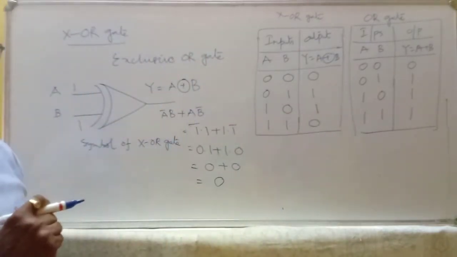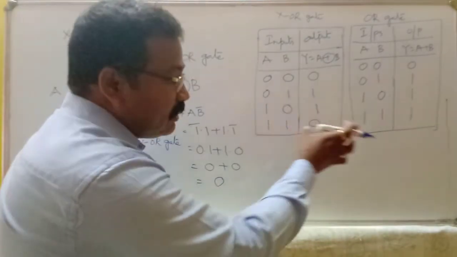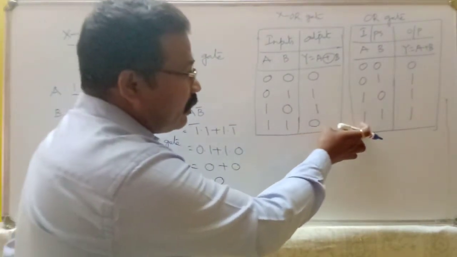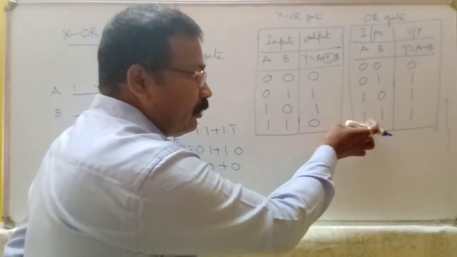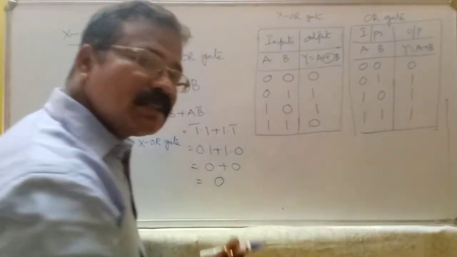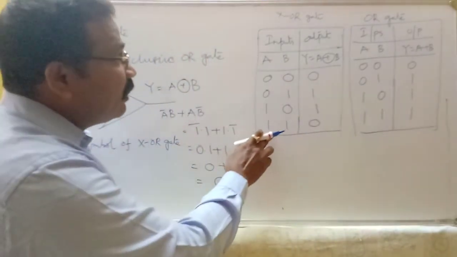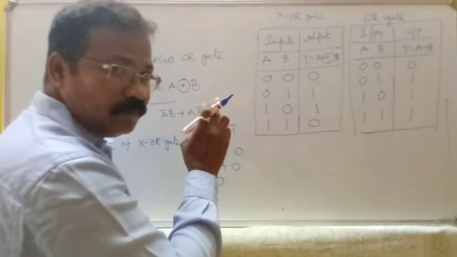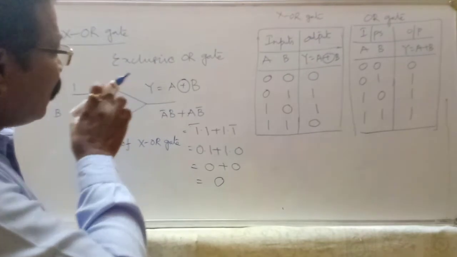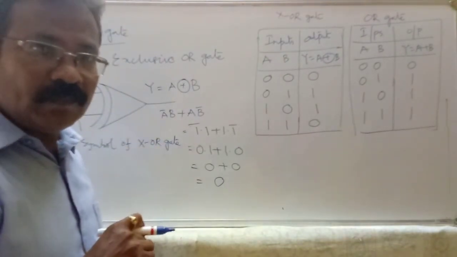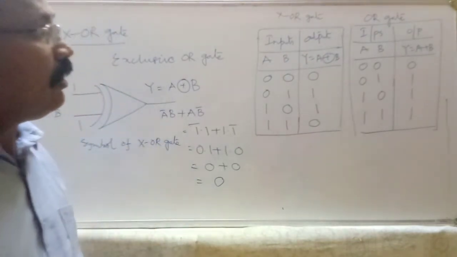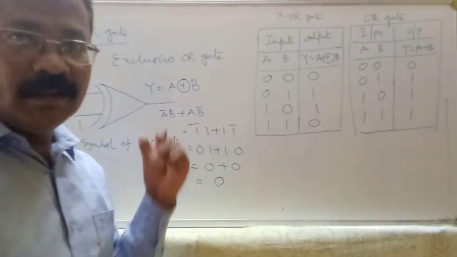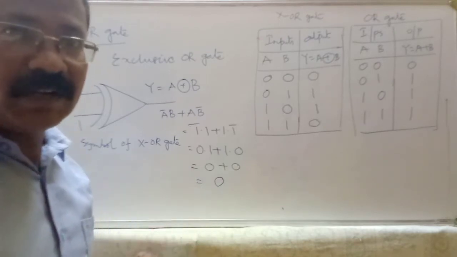While observing these two tables, the OR gate table and the XOR gate table, in the OR gate table, when both the inputs are 1 and 1, the output becomes 1. Whereas here, when both the inputs are 1 and 1, the output becomes 0. Now, the XOR gate is a special gate which is the same as the OR gate except for the last condition. What is the last condition?